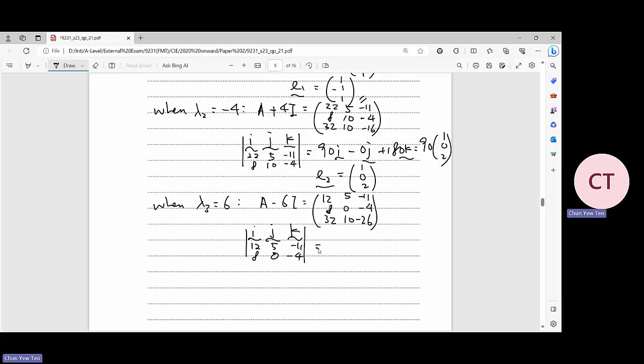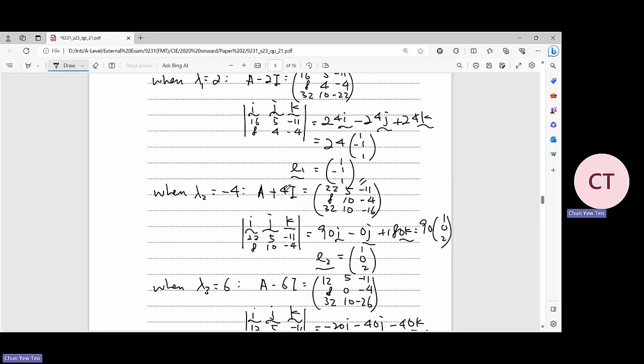Okay, so we just expand them properly. You get negative 20i minus 40j minus 40k. Take the negative 20 out, you get 1, 2, 2. So therefore, your E3 will be 1, 2, 2.